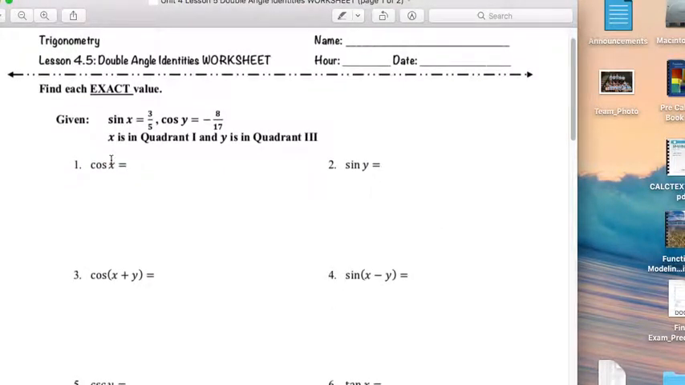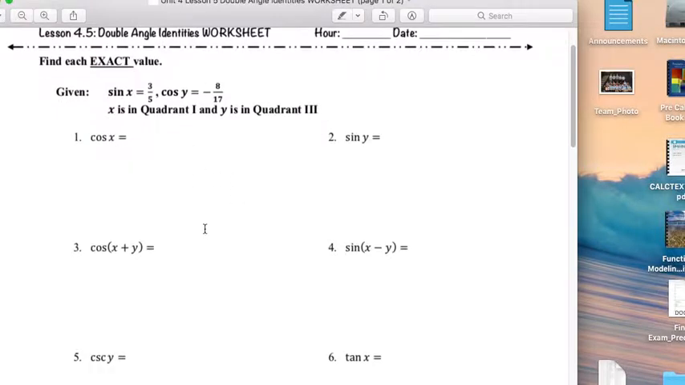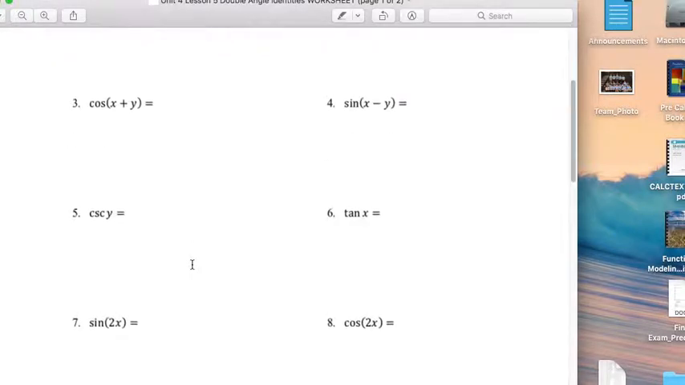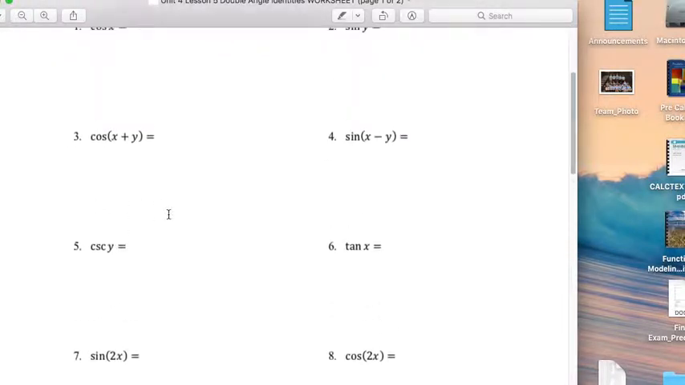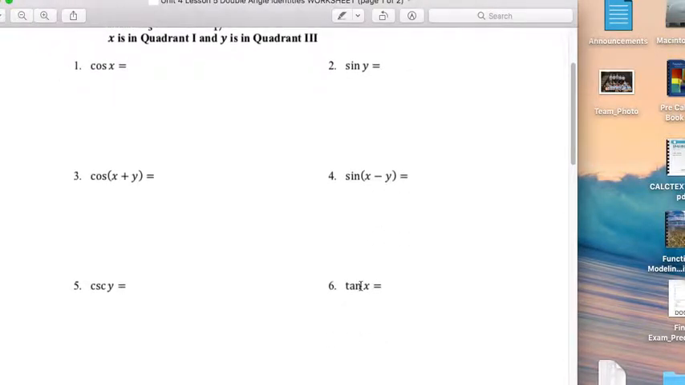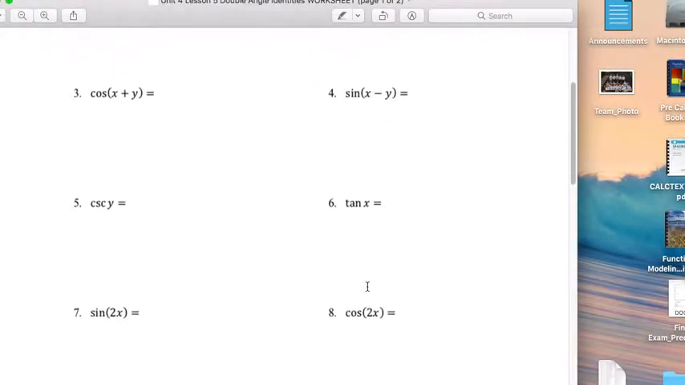Okay, so these ones are just finding using your basic Pythagorean identity. Find the other pair. Ooh, I pulled this up wrong. This stuff is from 4.4. Okay, cosecant of y. How would you guys find cosecant of y? You would just do 1 over sine of y. So 1 over whatever your sine of y value is, which you'll find up here. So you're going to use this information to do all of this. Tangent of x, you would do sine of x over cosine of x.